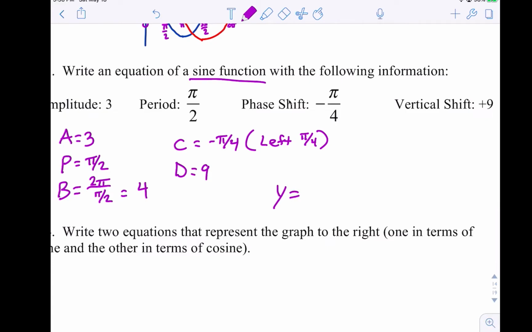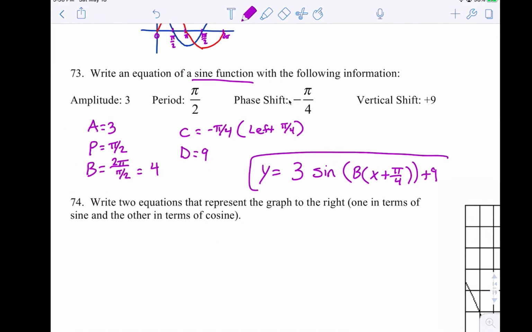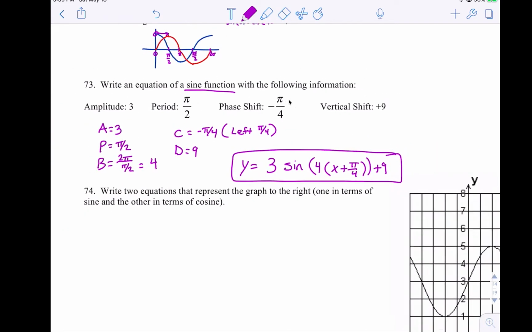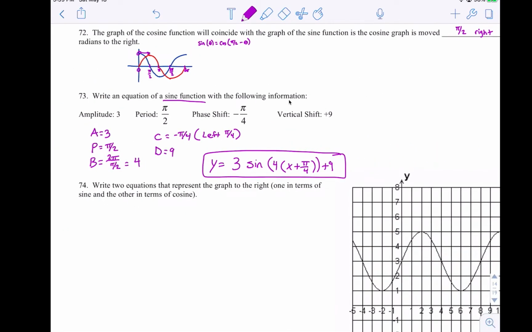So this is going to be y equals my amplitude times sine of the b value, and then the shift. So we're doing x plus pi over 4, and then plus 9. What did we say the b value was? The b value was 4, so 4 needs to go here. As long as you put it in the standard form, you should be pretty good. You don't really need to multiply it out. It's kind of unnecessary work there.